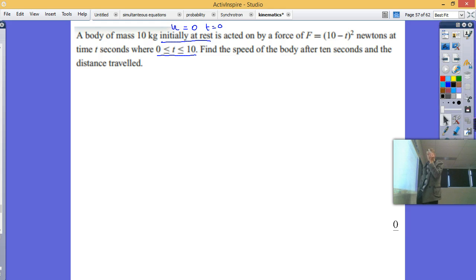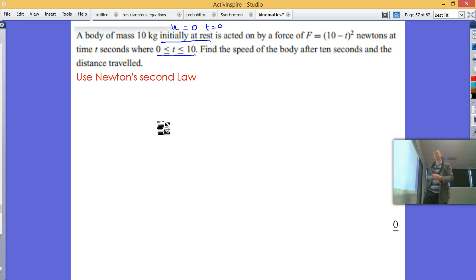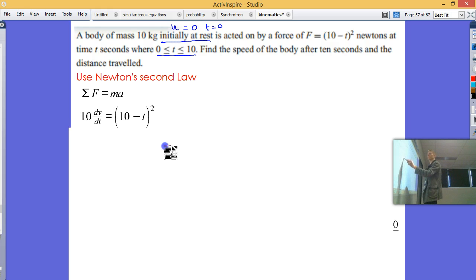Alright, so where do you think we should start? We should start with one of those rules. Which one was it? Use Newton's second law. Okay, fundamental beginning. All the forces summed together give you mass times acceleration. So mass times dv dt, and I'm going to stick with dv dt now because I know my forces in terms of time, and I'm interested to know what is the force at some point in time.